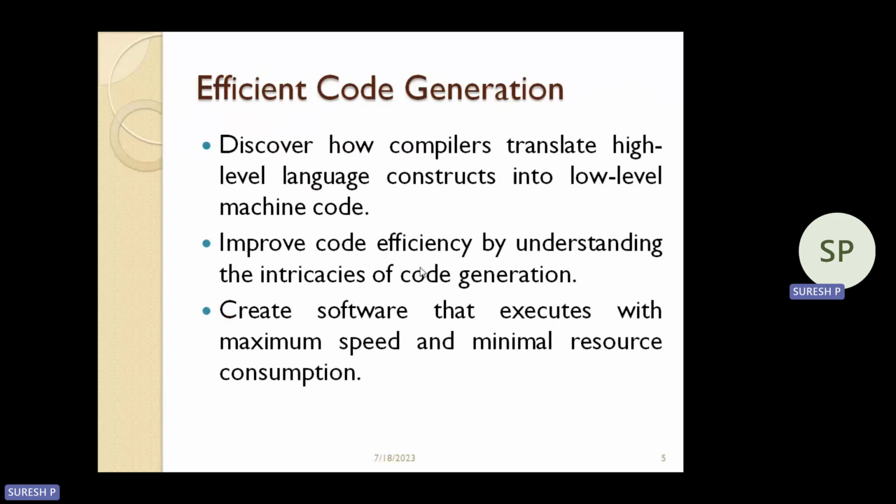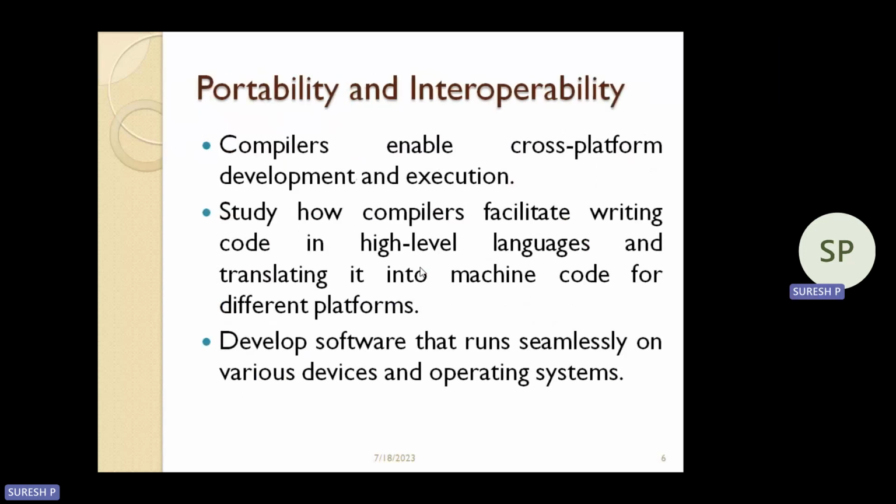Next, when you discuss the compiler, it provides the feature of portability and interoperability. What do we mean by portability and interoperability? The compilers enable cross-platform development and execution. What do we mean by cross-platform development and execution? For example, if you are writing a C program, the C program can be built using the Turbo C compiler and the GCC compiler, and many other C compilers are there.